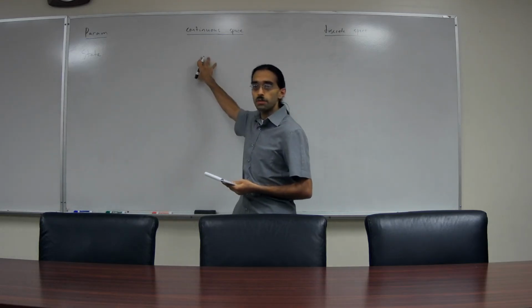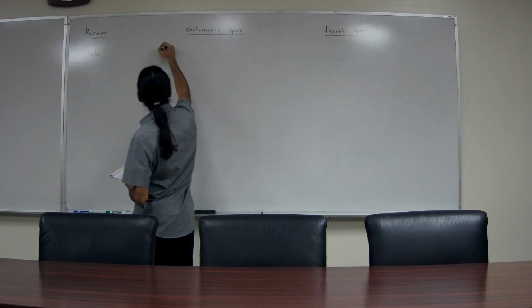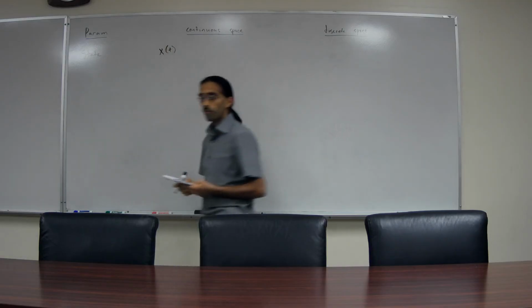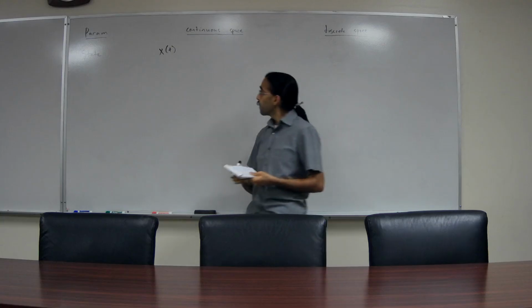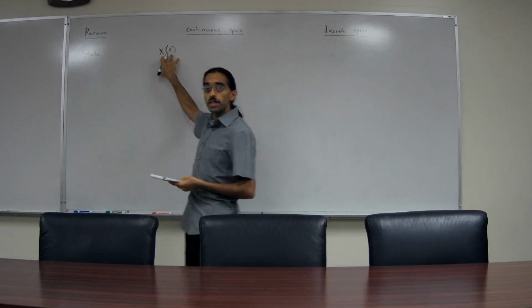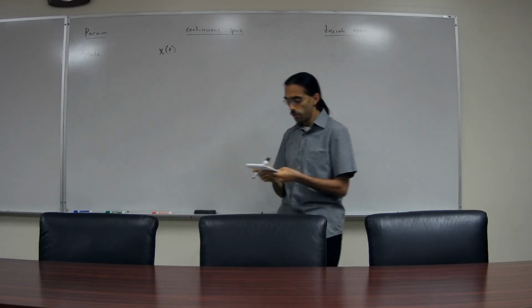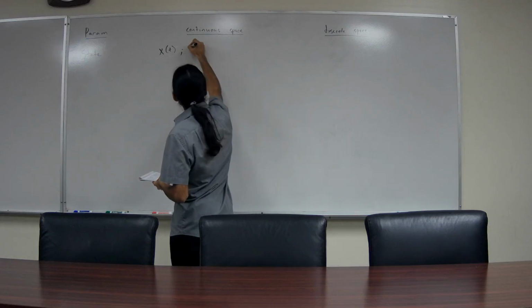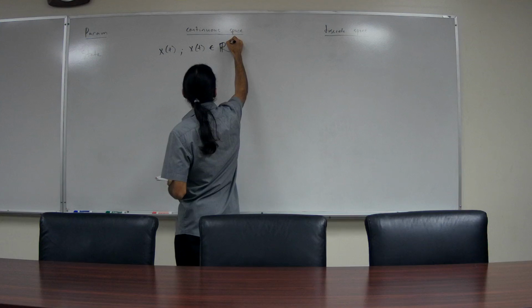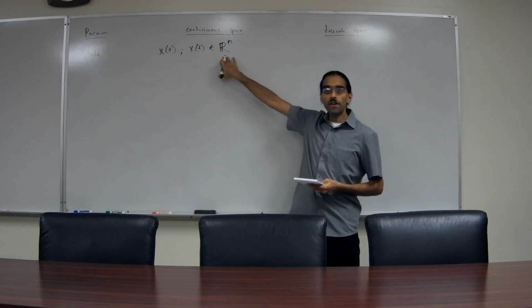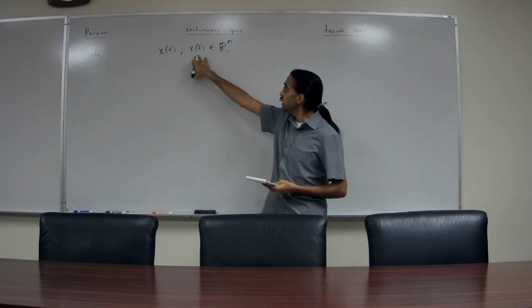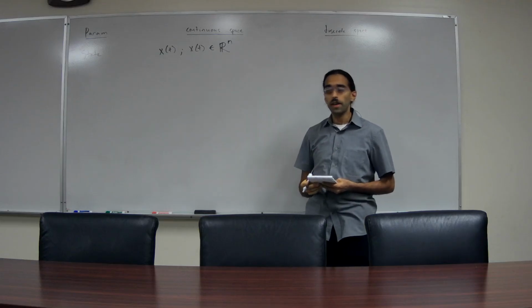In our continuous space systems, we said our state was a quantity x of t. And because it's a continuous space, because the signal x is a continuous variable, we're going to say that x of t is some vector value of dimensionality n. That is, x of t is drawn from R^n for all t.